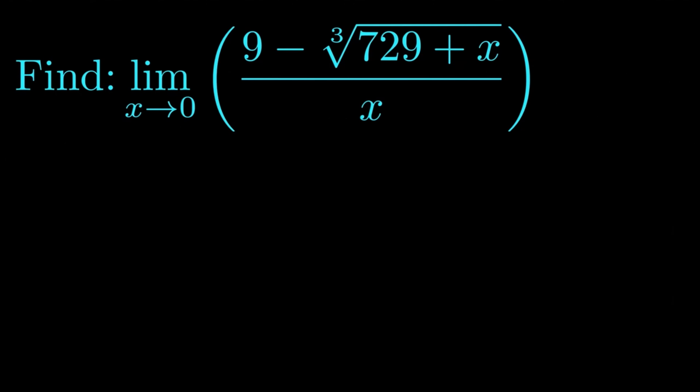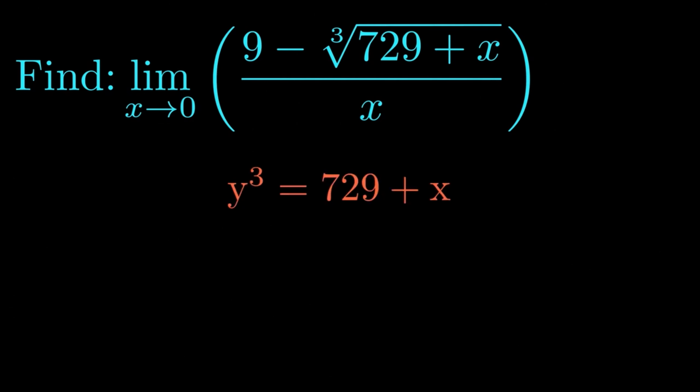Find the limit as x approaches 0 of 9 minus the cube root of 729 plus x, divided by x. Now we can't just let x tend to 0 because then we would be dividing by 0, which isn't allowed. So we have to use a different method in order to evaluate this limit rather than evaluate it directly.